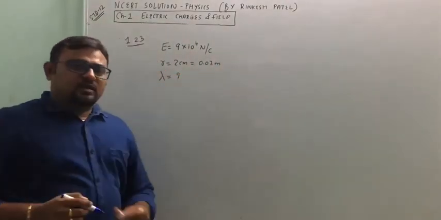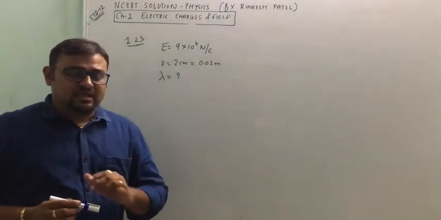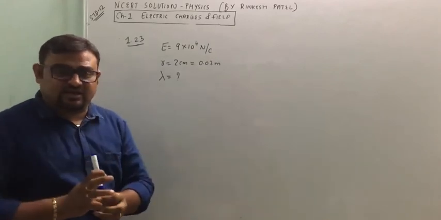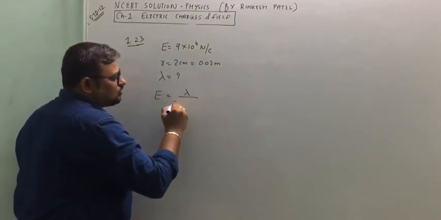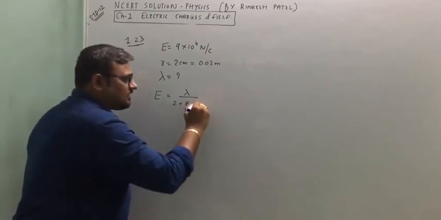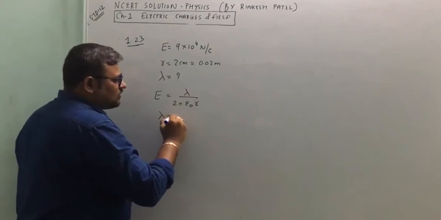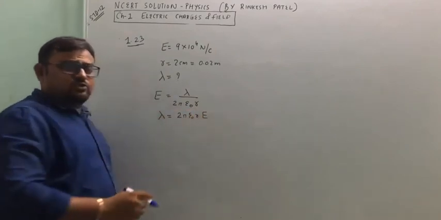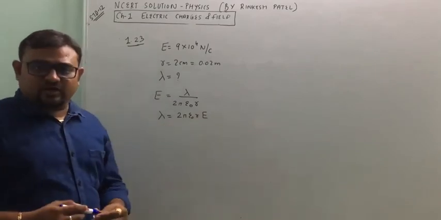Now from the application of Gauss law, the electric field at any distance r from an infinite, continuous line charge, E is equal to lambda by 2 pi epsilon 0 r. So lambda is equal to 2 pi epsilon 0 r E. Just put the value of these quantities, you will get the value of lambda.